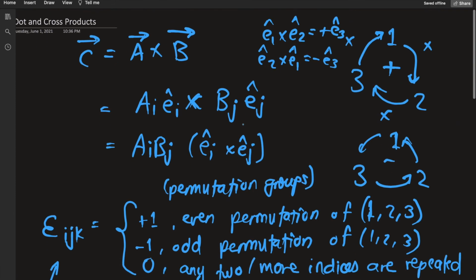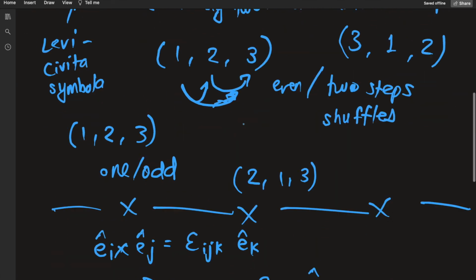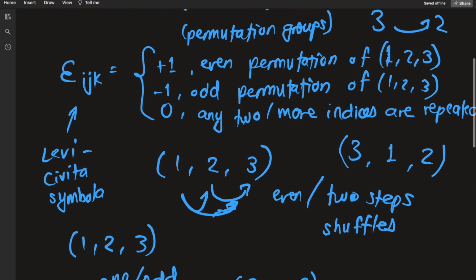So this was cross products, and I have to just introduce one nice identity. I'll do it on a fresh page. Okay, so the identity I'm going to use is called the Levi-Civita identity.